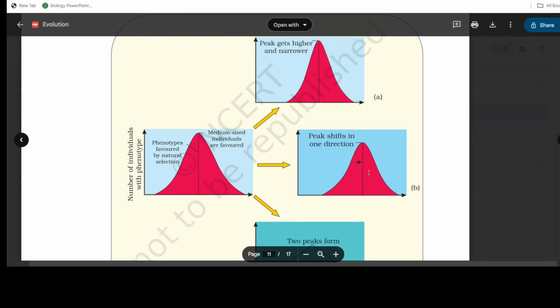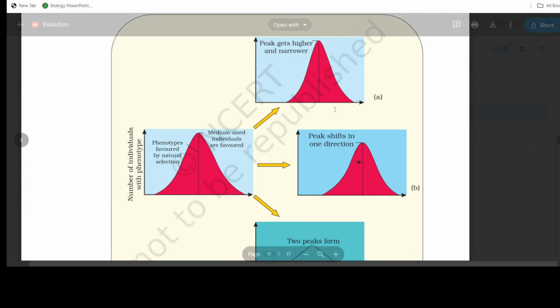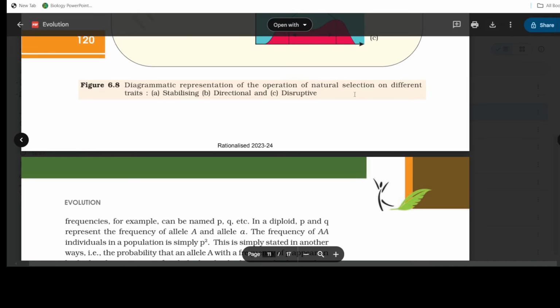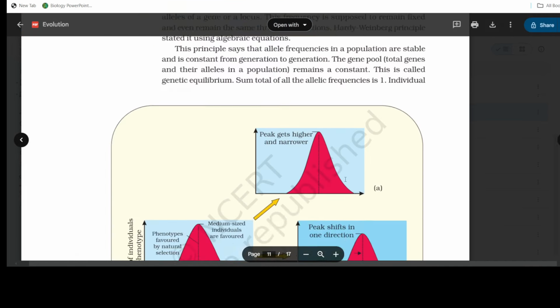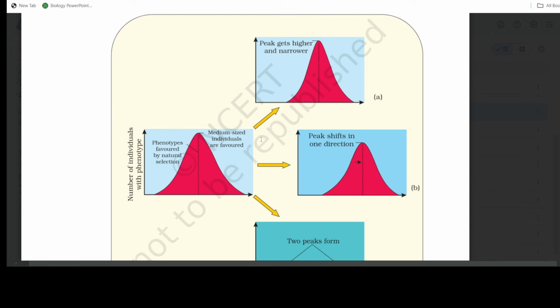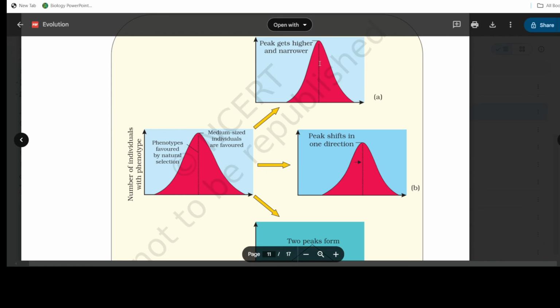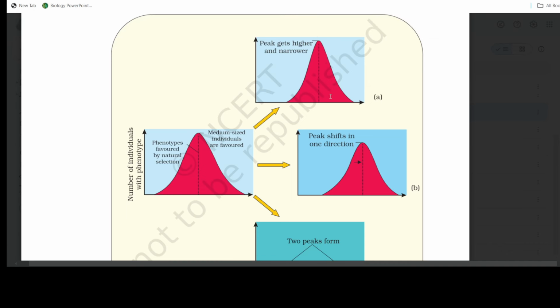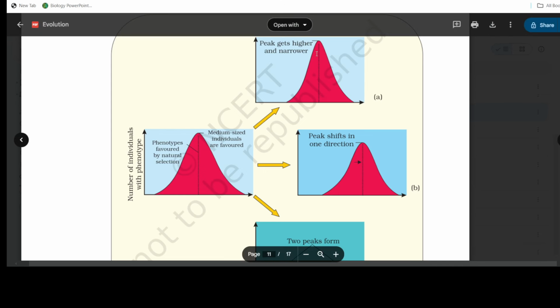In the first way, this is called stabilizing natural selection, where no other sized individuals will be growing, only these medium-sized individuals will be growing up. So the peak is getting higher and narrower, meaning no other individuals are growing up, only this one. So it is unidirectional, no other chances are possible.